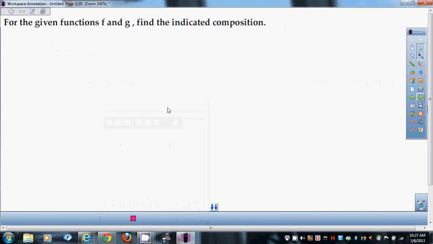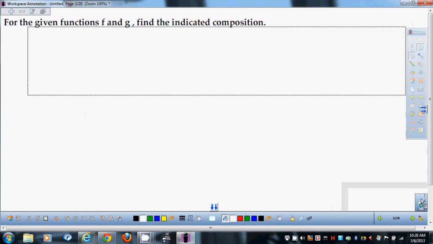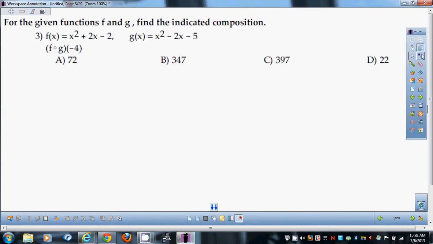For the given functions f and g, find the indicated composition. Jenny, what's this problem going to look like? That's right. It's going to give you 2 functions, and it's going to say what's f of g. Now in this one, I told you I would do this. I went ahead and found one that was like f of g of negative 4. That way, it both sees how well you can plug function values into functions and do a composition.